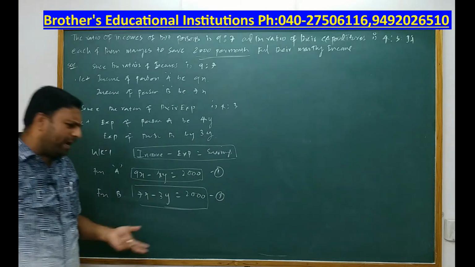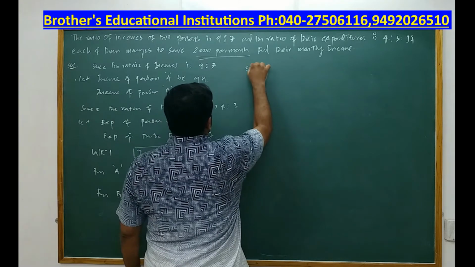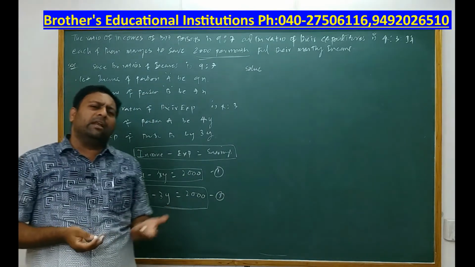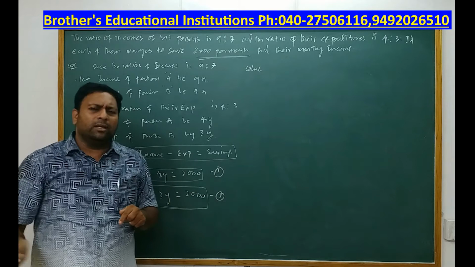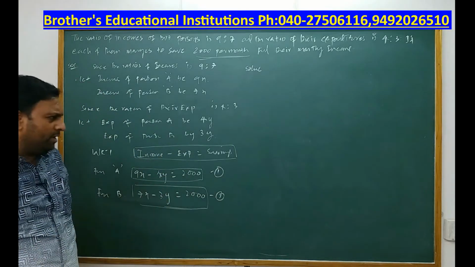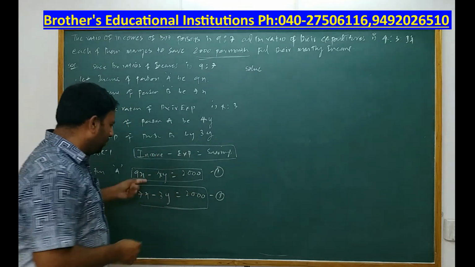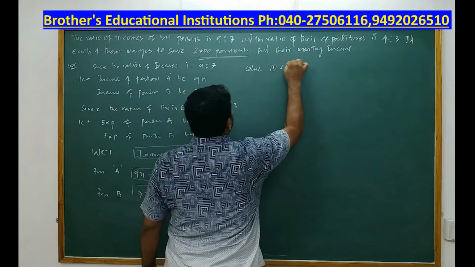Now I am open to solving by any of the methods. I generally prefer solving by the elimination method, and once I get the value of x or y, I will substitute back into the equation and get the value of the other variable. You know both the methods, and that's how we are doing. So solve 1 and 2.